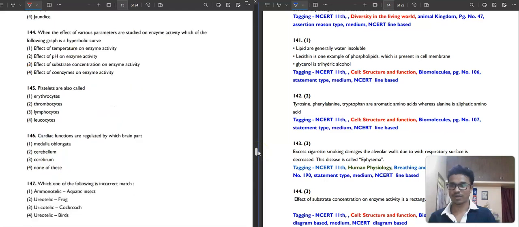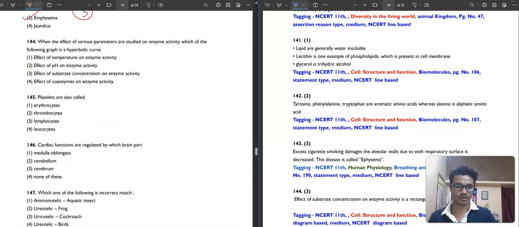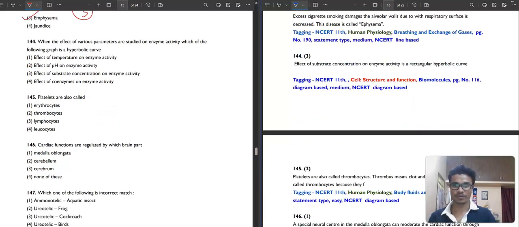Then question number 144. Let's see what it is saying. When the effect of various parameters is studied on enzyme activity, which of the following graphs is hyperbolic? Effect of temperature and enzyme activity? No. Effect of pH and enzyme activity? No. Effect of substrate concentration and enzyme activity? This is the hyperbolic curve. So the third option is your correct answer.